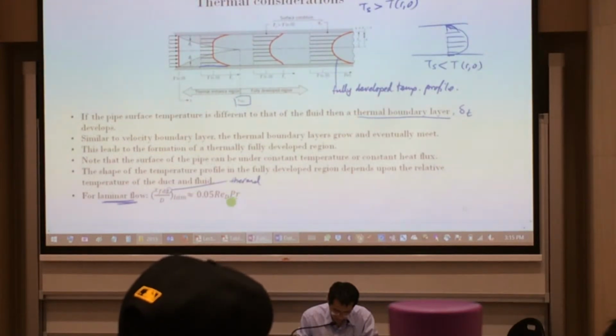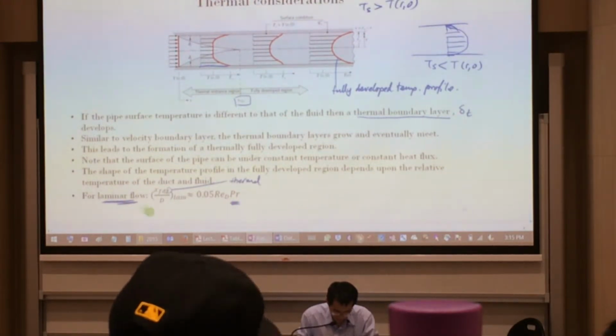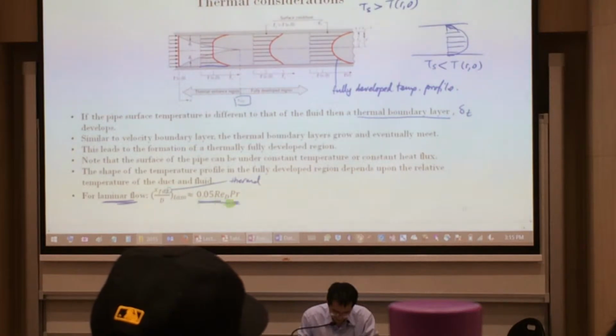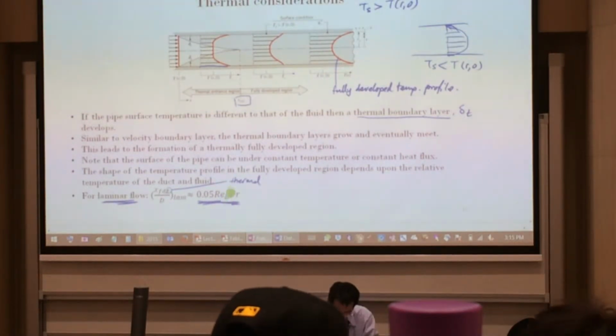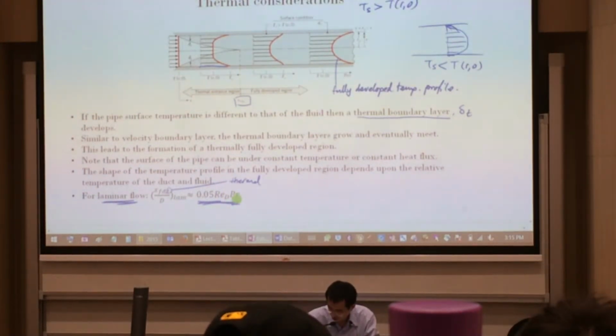The Prandtl number is what you have seen before. For a laminar flow, it's governed by this expression: 0.05 multiplied by the Reynolds number for a pipe system, multiplied by the Prandtl number.